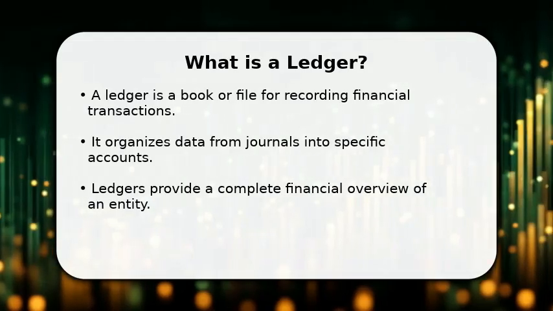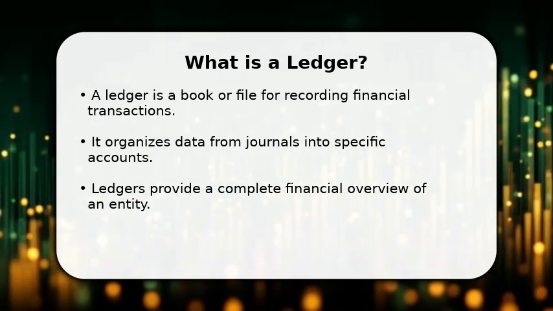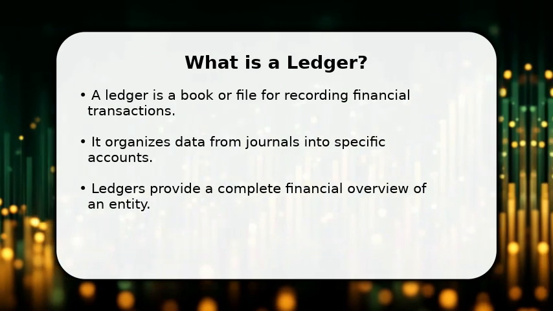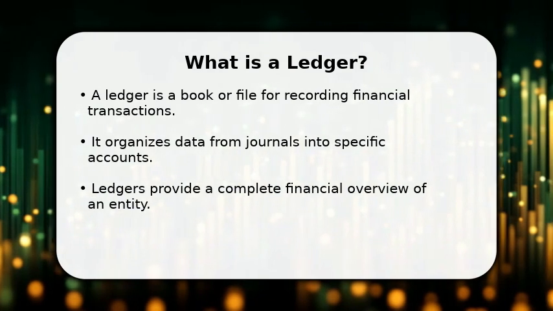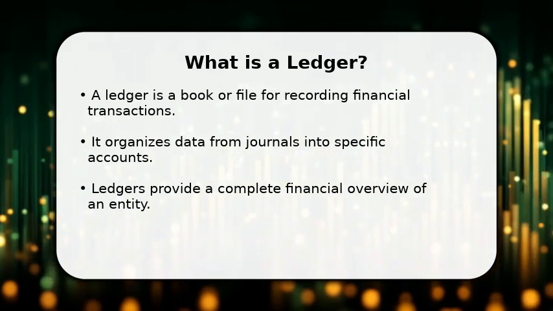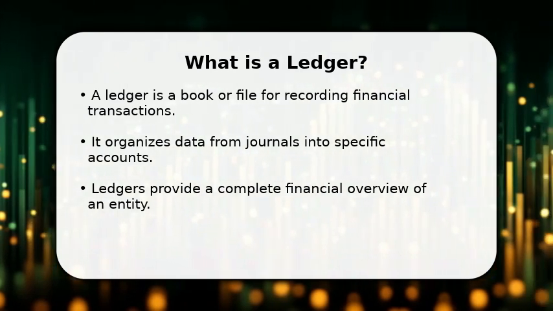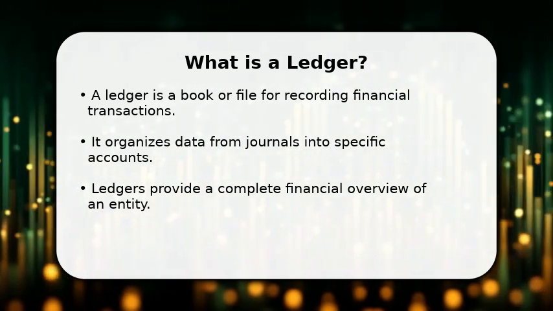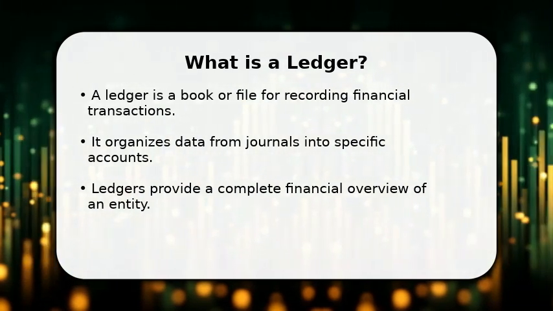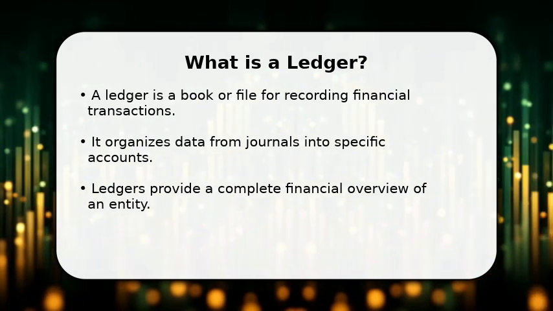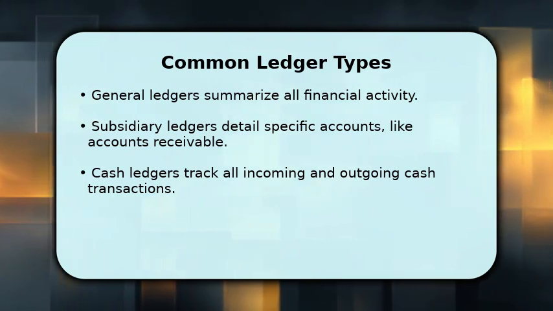In this video, I will explain how to use a ledger. A ledger is a fundamental accounting tool, essentially a book or digital file where all your financial transactions are systematically recorded and categorized. It takes information from your initial transaction records, like journals, and organizes it into individual accounts. This process helps you see a clear, comprehensive picture of your financial standing, making it easier to track money in and out. There are several types of ledgers, each serving a unique purpose.